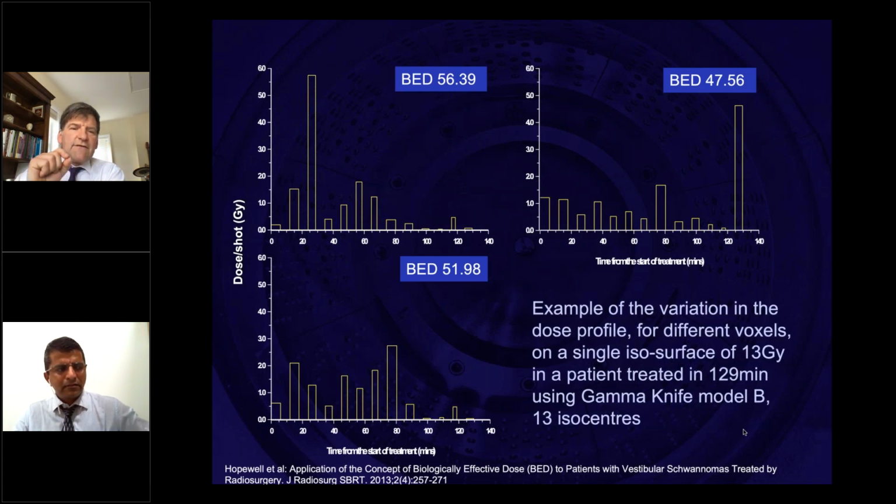You can see these are 3 different voxels on the same physical isodose surface. The dose rate profiles are very different, and particularly in the bottom left chart, you can see there's no single isocenter giving the vast majority of the dose. In fact, with the 2 top charts, even though one isocenter is dominant, both of those isocenters deliver considerably less dose than all the other isocenters put together.